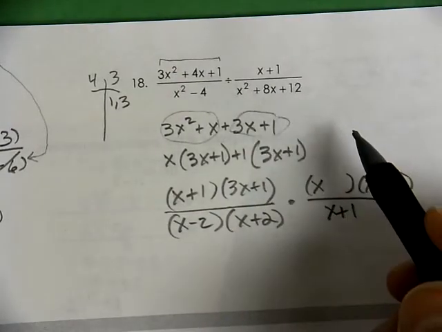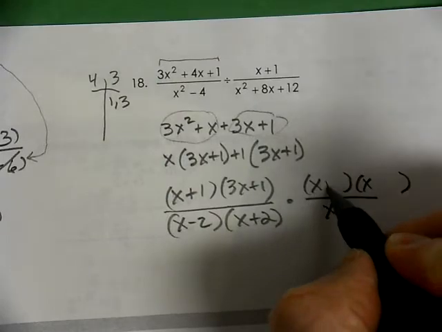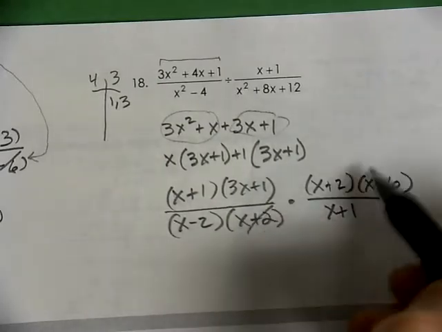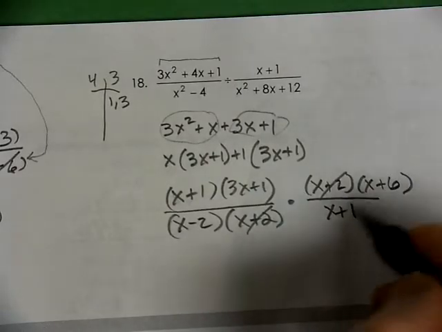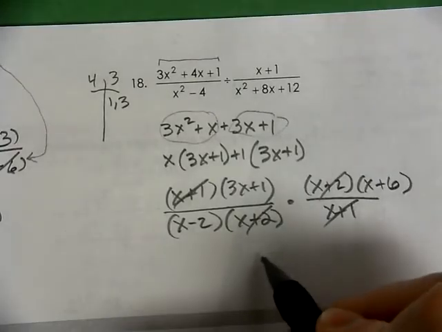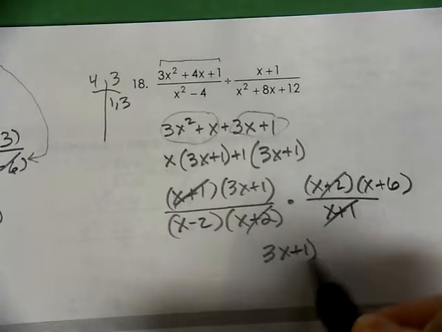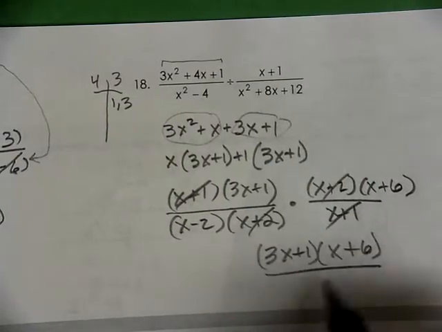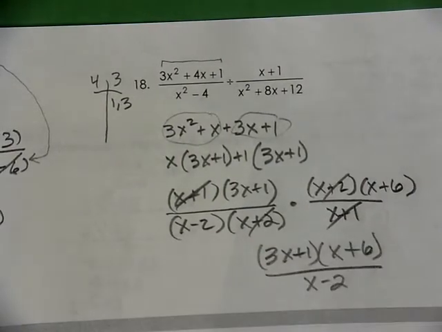What multiplies to be 12 and adds to be 8? 2 and 6. So we can cross out the x plus 2's, cross out the x plus 1's, and we're left with 3x plus 1, x plus 6 over x minus 2.